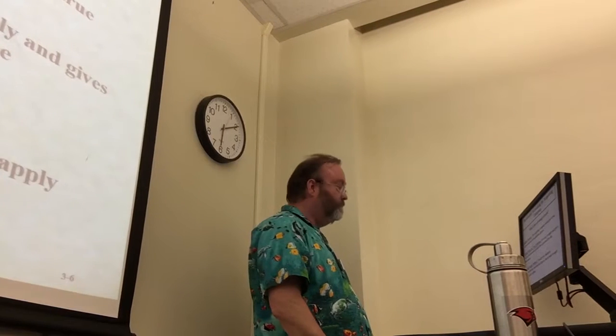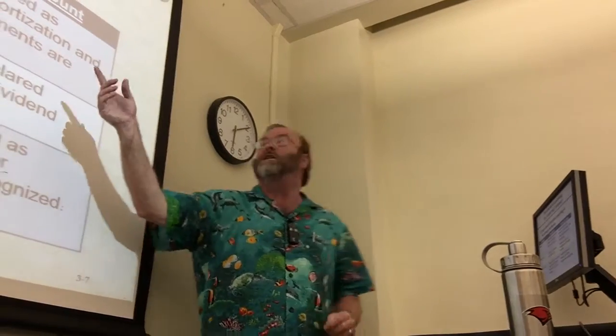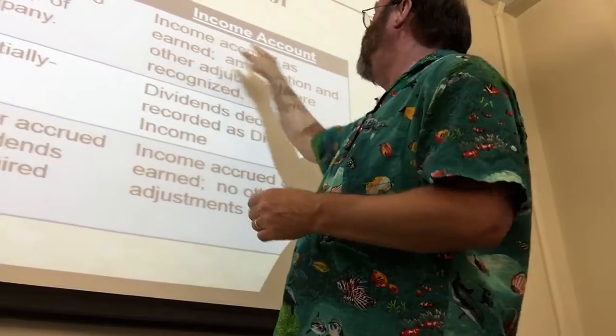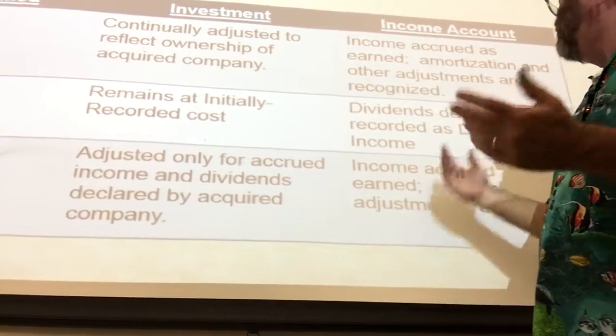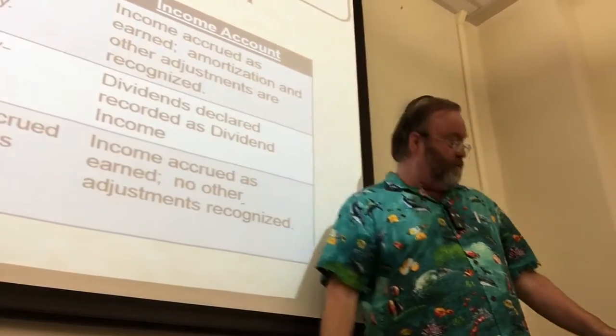All right. This is the internal reporting. Once again, it continually adjusts the equity and reflects the ownership of the acquired company. Income is accrued as earned. Amortization and other adjustments are recognized. So I don't see an issue. Okay.